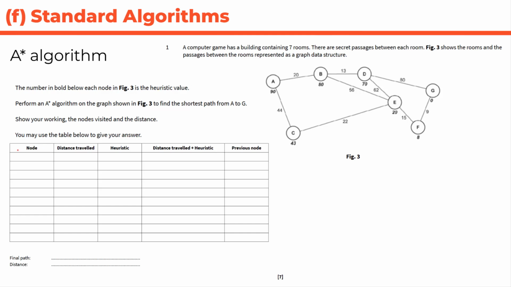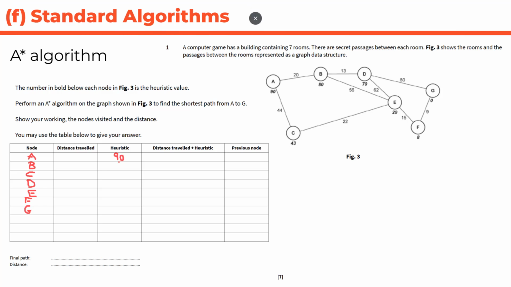Okay, so we can fill out the first column, which is our nodes. We can put in here A, B, C, D, E, F, and we got G. Yes, we have G. We don't know what the distance travelled is because we've not actually run through the algorithm yet, but we do know the heuristic. So underneath each letter, there's a bold number, and I'm going to write that down in the heuristic.